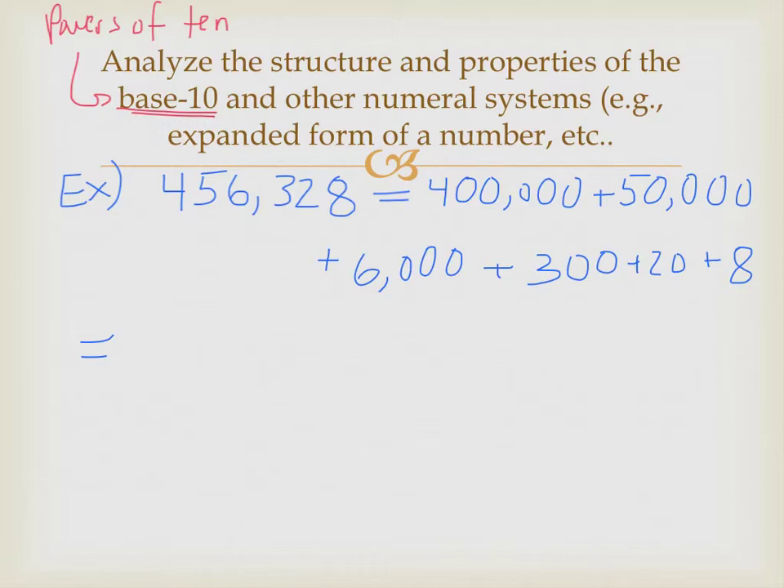Now, this number, 456,328, is equal to the sum of all of these 6 numbers. I'm kind of breaking it down one digit at a time. So now let's write it a little bit differently, and then we'll actually get to our powers of 10. So 400,000, that means there's 4 hundred thousands. 50,000, that means there's a 5 in the 10,000s place.